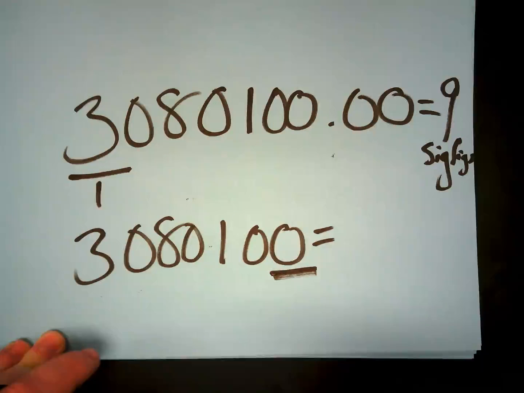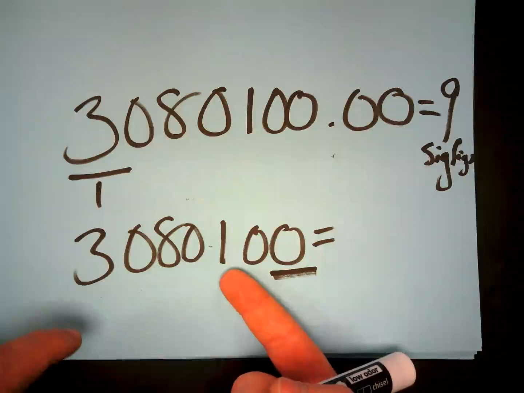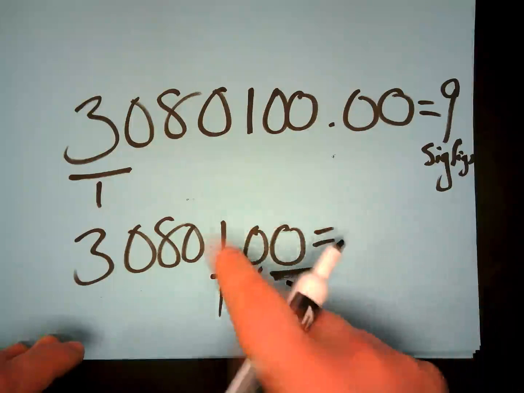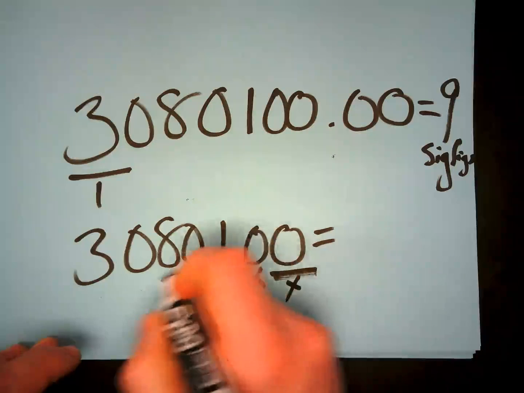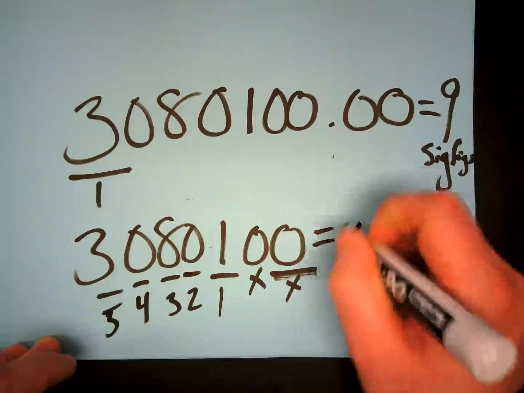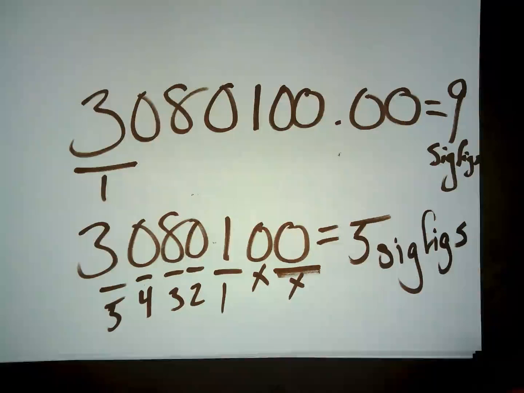But again, we don't start counting until we hit a non-zero, which in this case is going to be this 1. Nope, nope. So we start counting here, and then we'd count everything after that. So 2, 3, 4, and then 5. And then this guy would have 5 sig figs, okay?